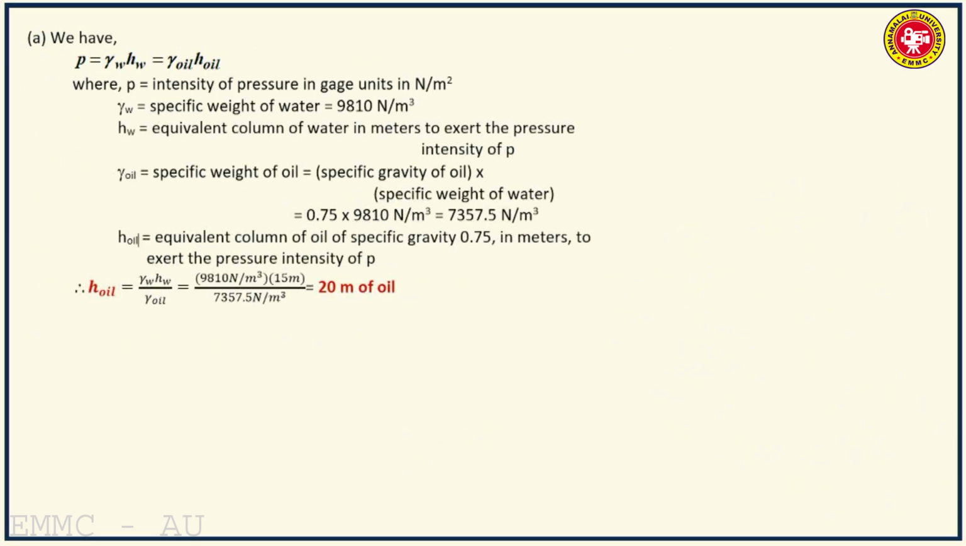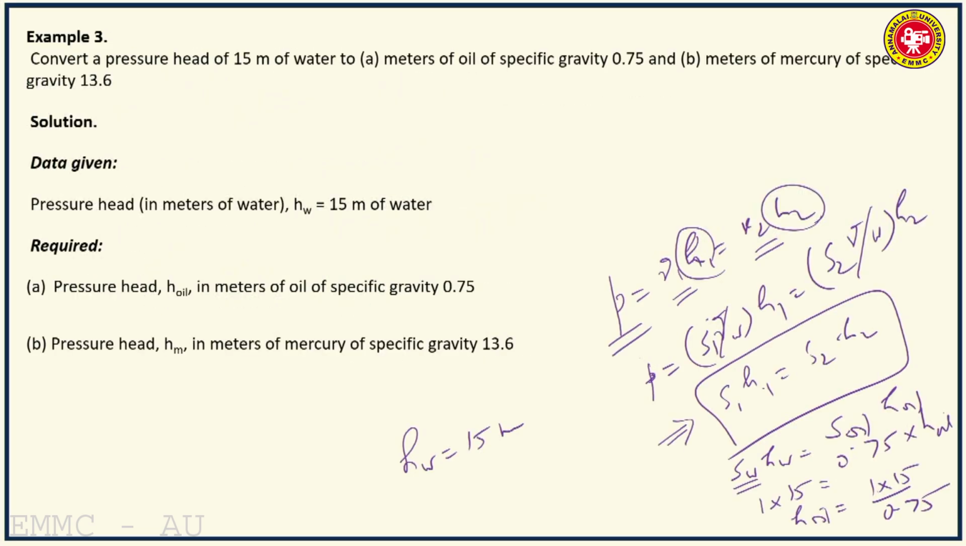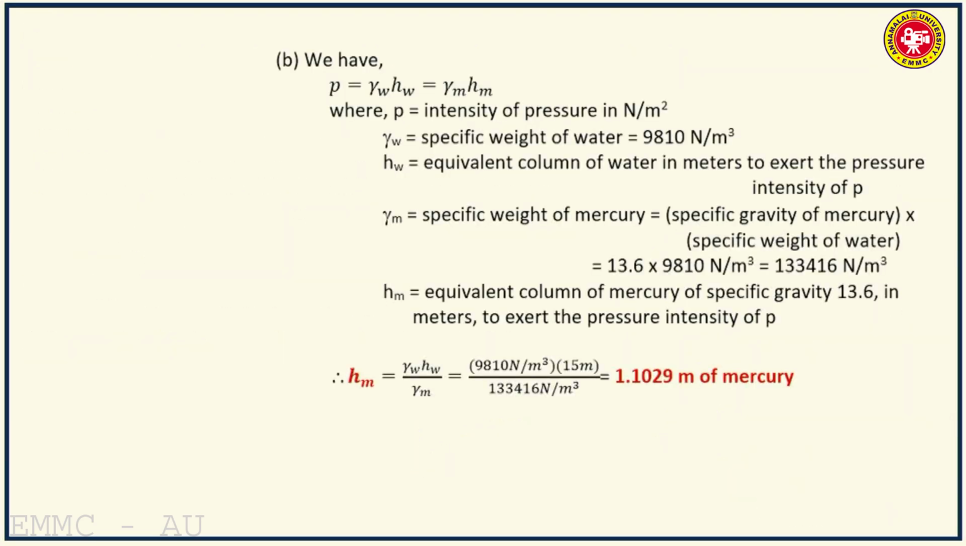So, instead of specific gravity, I am using the specific weight, that is all. So, it is gamma W HW divided by gamma oil. So, you get 20 meters of oil. Similarly, to find the equivalent column of mercury of specific gravity 13.6, equivalent to pressure head of 15 meters of water, can be derived using this expression. P is equal to gamma W HW equal to gamma M HM, the same pressure intensity. So, specific weight of water is 9810 Newton per meter cube.